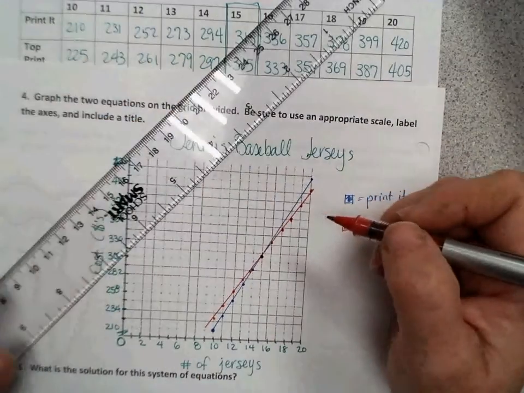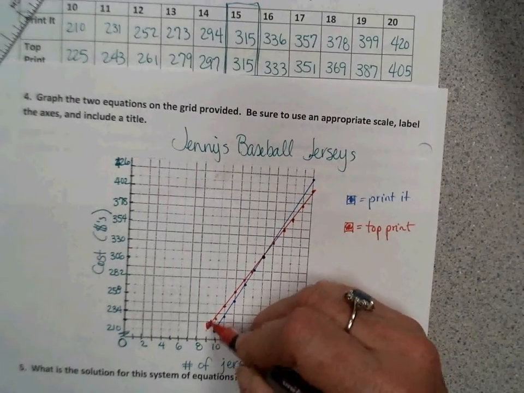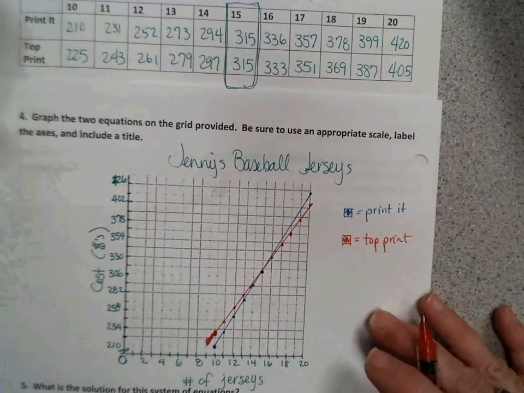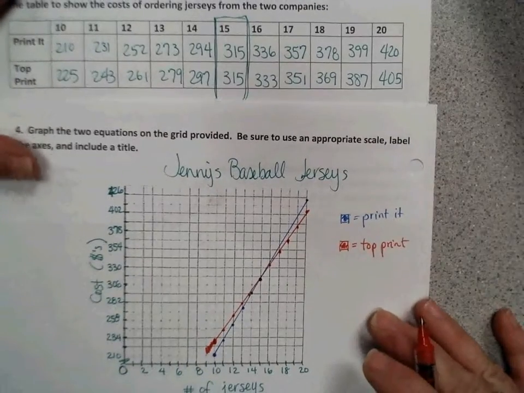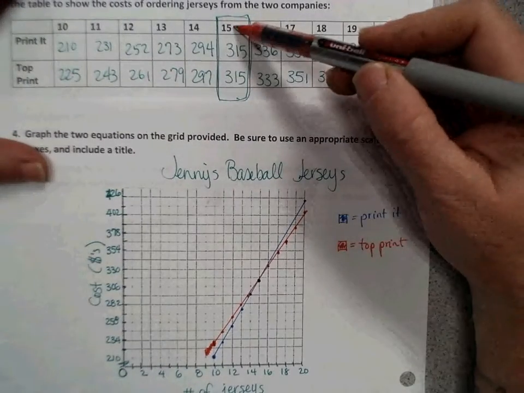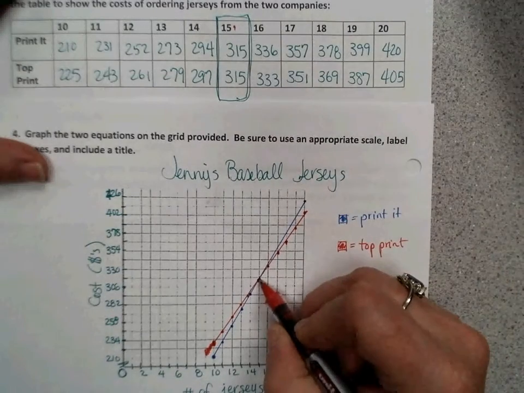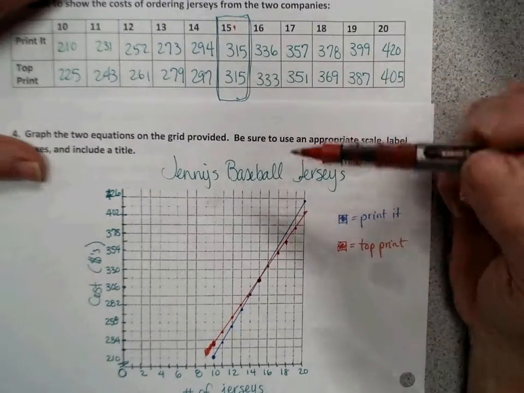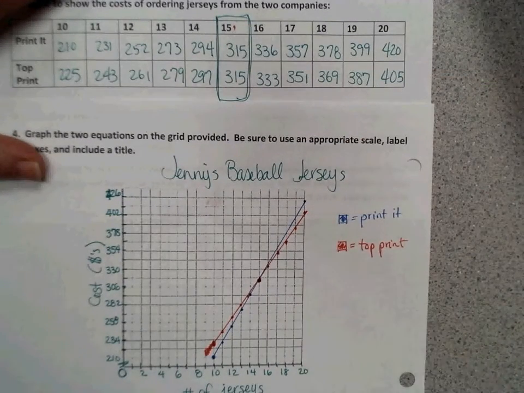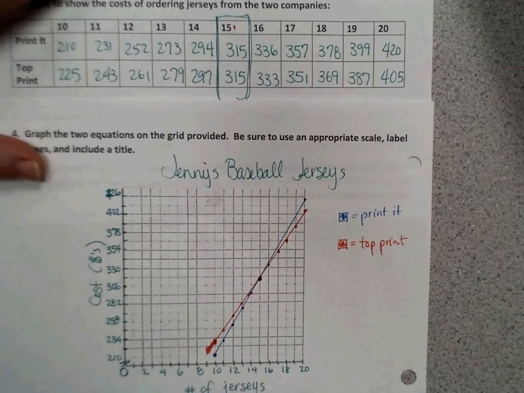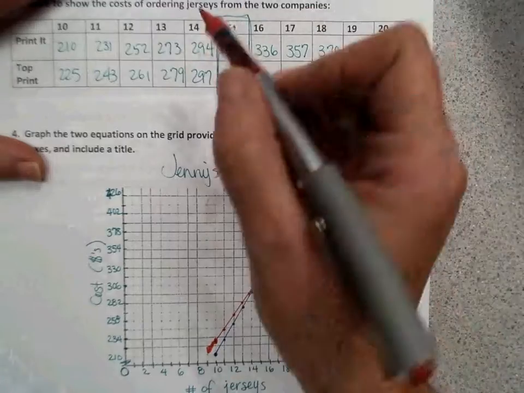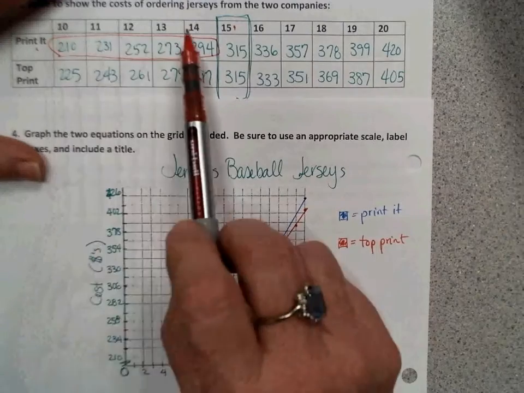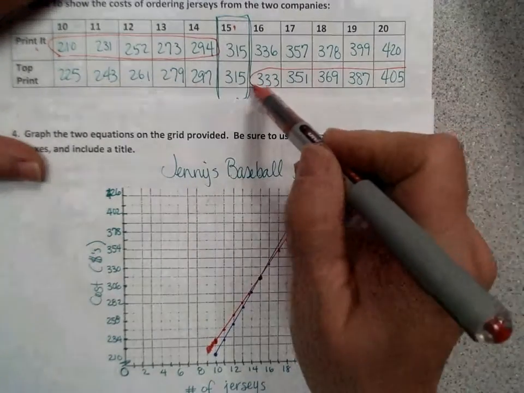So the lines aren't a whole lot of difference there, but here's my Top Print. Oops, messed up. I should have stopped at the 10. So we talked about this already when we were looking at this table. At this point, 15, 315, that's actually the solution. That's the point that the two lines have in common, the point where they cross. So the solution is 15, 315.